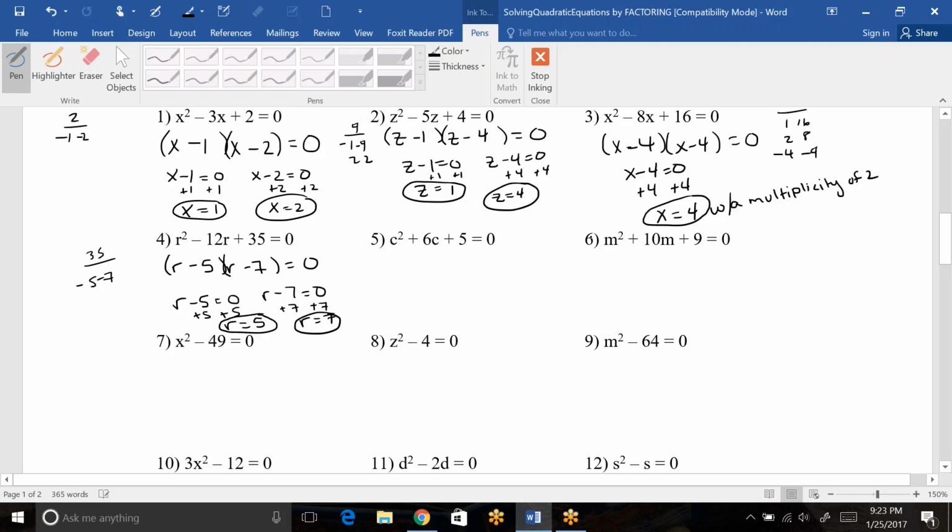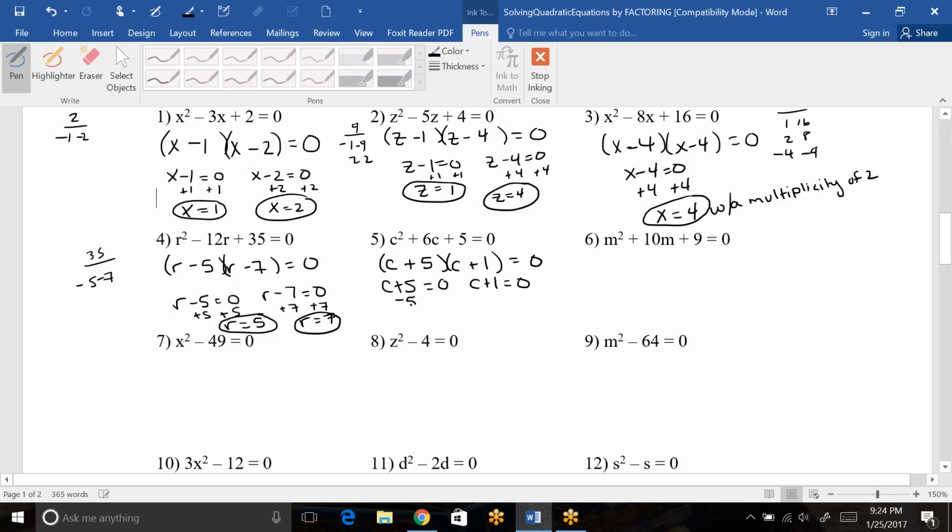This one, all of these on this row that we're on are set up the same way, and they're already set equal to 0, so we're just going to factor. I need factors of 5 that add to 6. Well, the only factors of 5 are 5 and 1, and it needs to add to +6. We set each of those equal to 0.